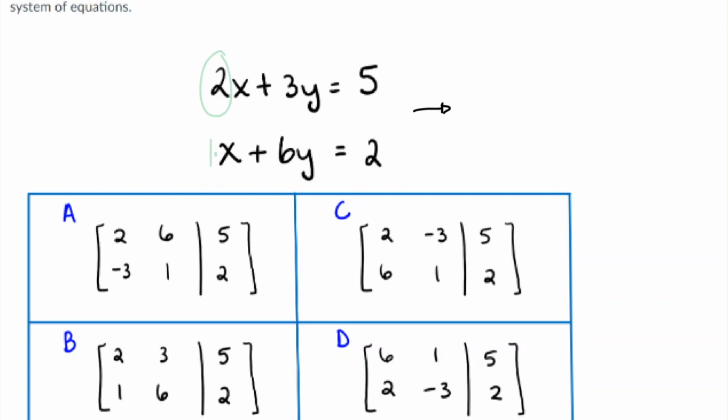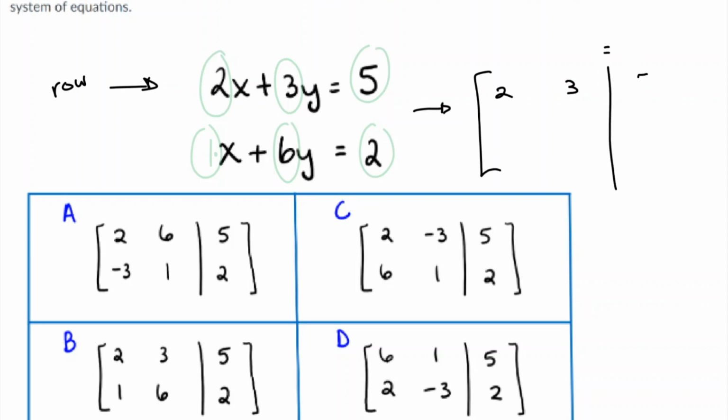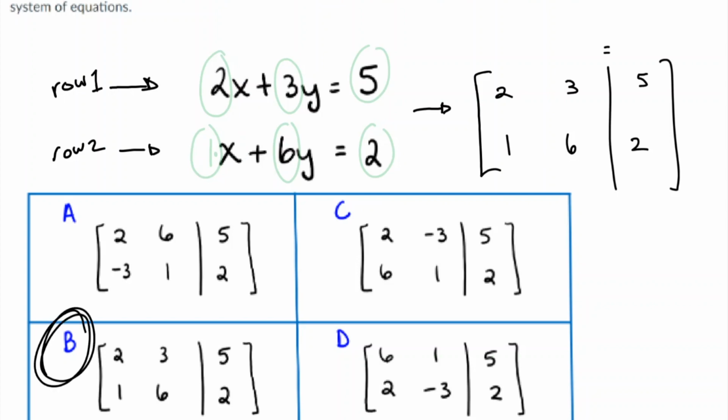What's in front of an x? An implied 1. 3 is in front of the y, 6, 5, and 2. And all of this joins the first equation becomes your first row. 2, 3, with a bar to indicate the equal sign, and then the 5. The second equation becomes your second row, so 1, 6, and 2. And remember, if there is no variable here, if for instance there was no x, we would put a 0 here. But as there is an x, we put a 1. I look at which one of these matches. 2, 3, 1, 6, 5, 2. And I believe that would be B.